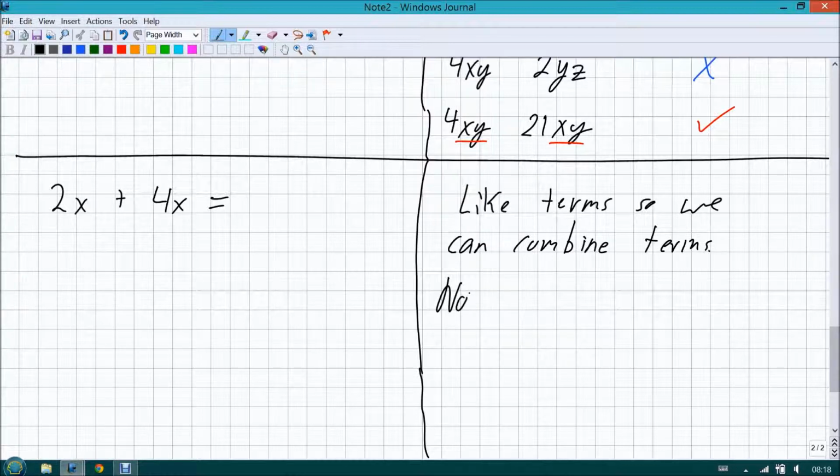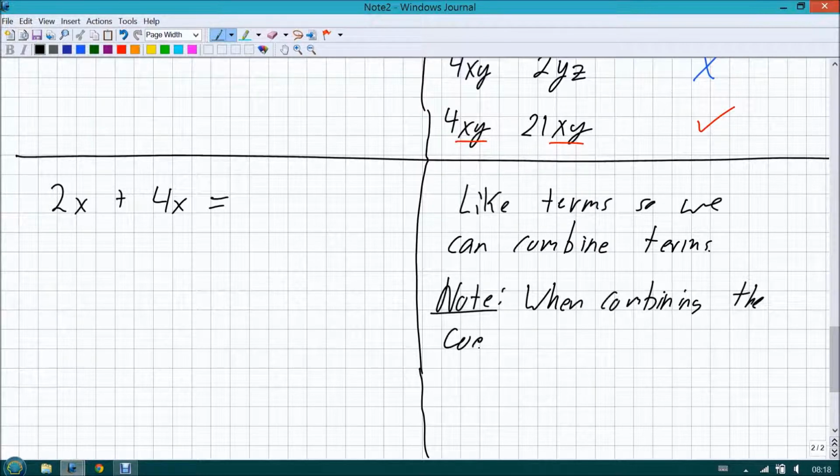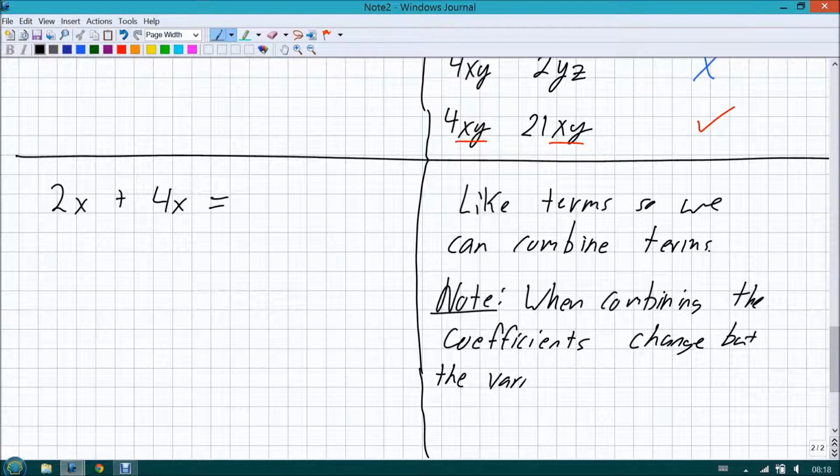So let's write that as a note. When combining, the coefficients change, but the variable remains the same. This is really important because if we couldn't do this, a lot of algebra would break and we wouldn't be able to get very far in math at all.